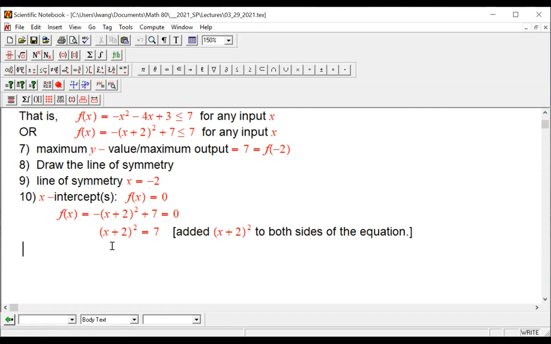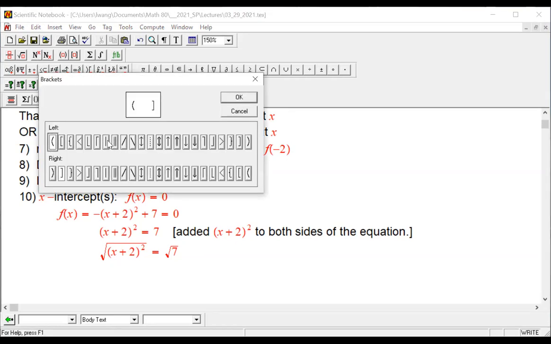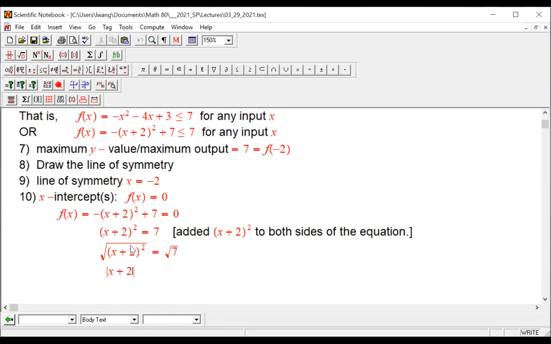Then we solve this equation. How? We take the square root on both sides. This is like an if statement: if x plus 2 squared is 7, the square root of both sides will still be the same. We get into that routine you are probably very familiar with by this time. I hope you're not bored. So x plus 2 equals plus or minus the square root of 7.